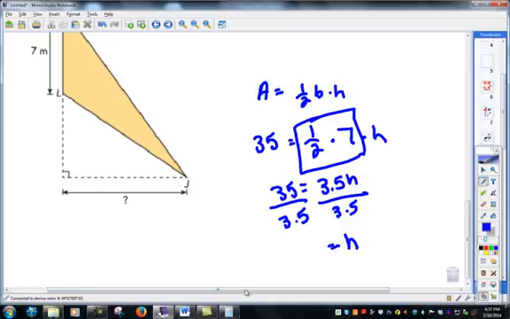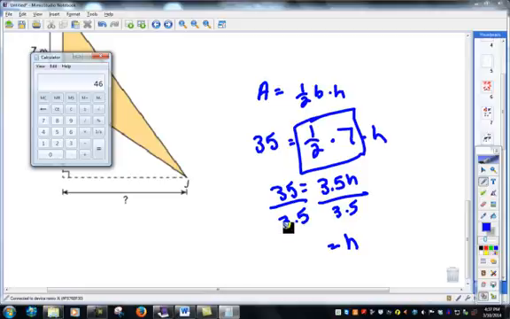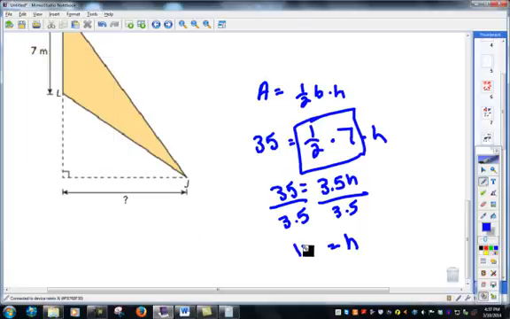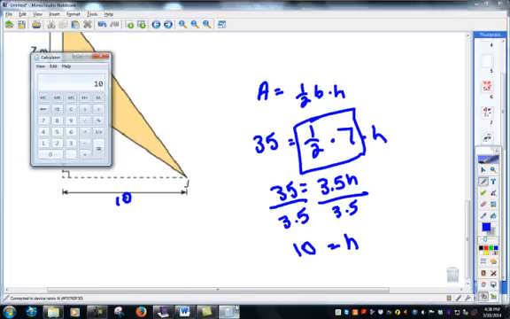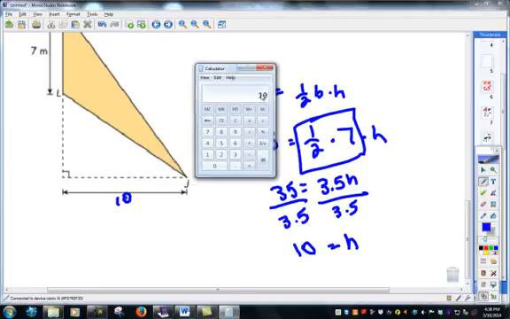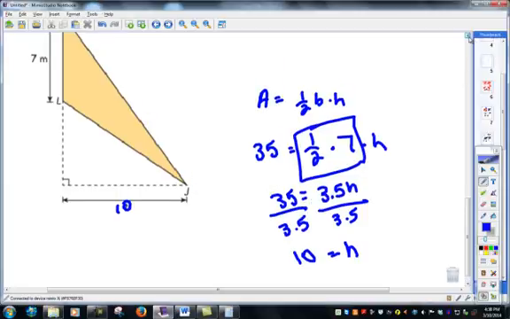And that's going to be 35 divided by, I think it's 10, but just to show you, 35 divided by 3.5 gives us 10. Now I know that this has to be 10. And then just make sure, double check yourself. Get your calculator out and find the area of that triangle, which you know is going to be 0.5 times 7 times 10. 35, which is what we said it would be up here.